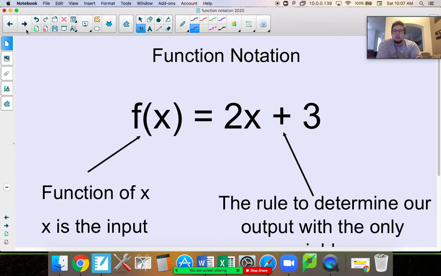When we look at it with a rule like this, the x in the problem doesn't actually exist within the equation. We can't multiply, divide, combine. We can't do anything with this one. It's only there as a placeholder, and you'll see how it works on the next few examples. So x is our input. Everything over here on this side is the rule to determine our output. And then the f of x, this whole thing, represents the output.